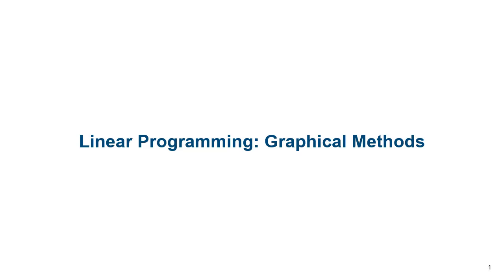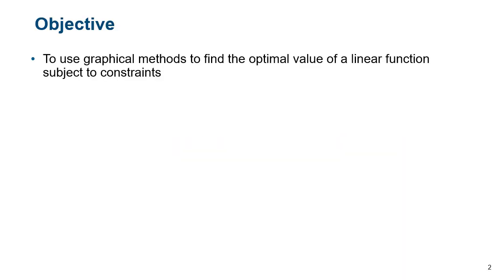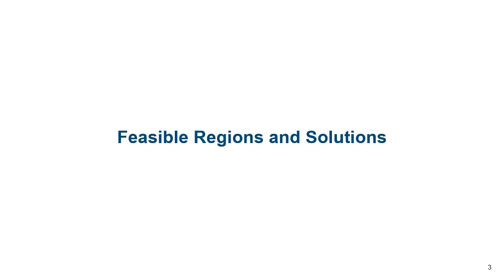Welcome to our discussion on linear programming, graphical methods. Our objective here is to use some graphical methods to find the optimal value of a linear function that is subject to constraints. Basically, we're trying to maximize profits and things like that. So the first thing we have to figure out are what are called feasible regions and solutions.